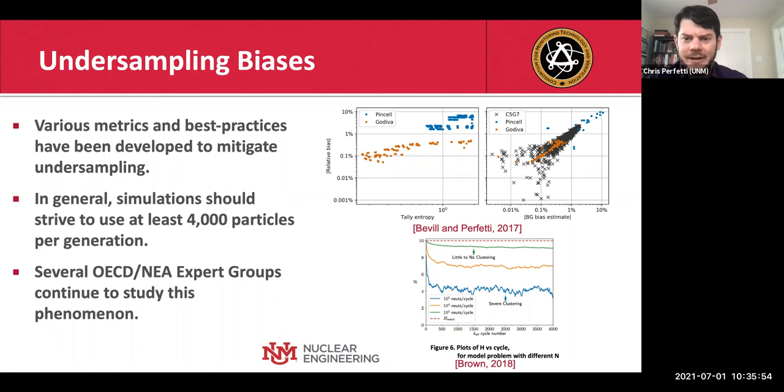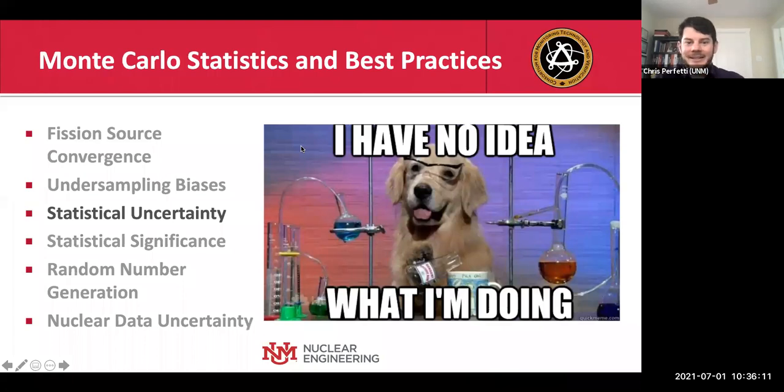You can have underestimates of some standard deviations in your statistical parameters for fixed source problems, but it's a lot less common. This is more so an eigenvalue simulation thing. All right, next is statistical uncertainty.